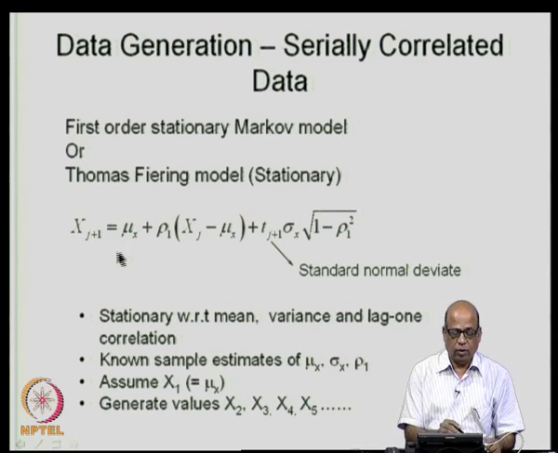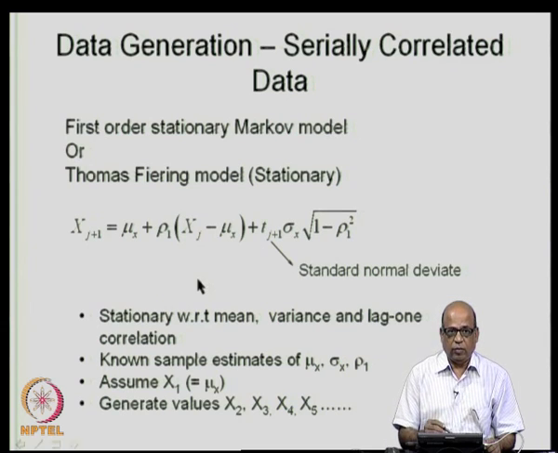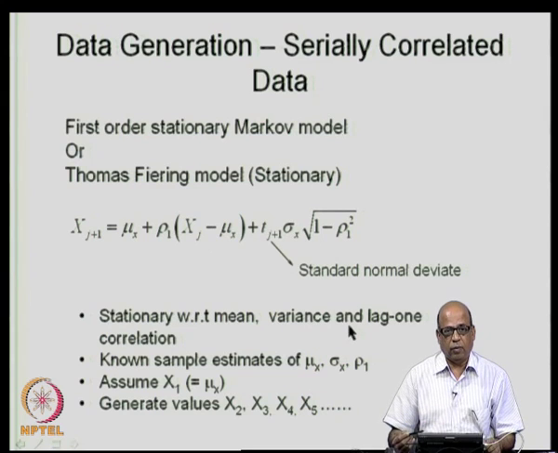As we wrote the first order Markov model, it is x j plus 1 is equal to mu x, which is a stationary mean, plus the lag one correlation into x j minus mu x, plus there is a standard normal deviate t j plus 1 into sigma x root of 1 minus rho 1 square. Rho 1 is the lag 1 correlation. This is stationary with respect to mean, variance and lag 1 correlation.